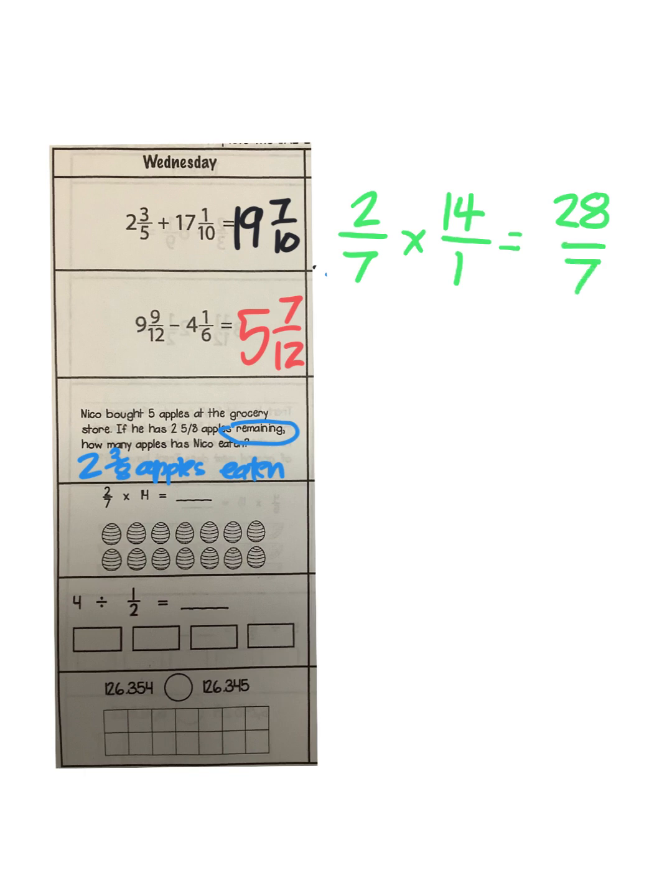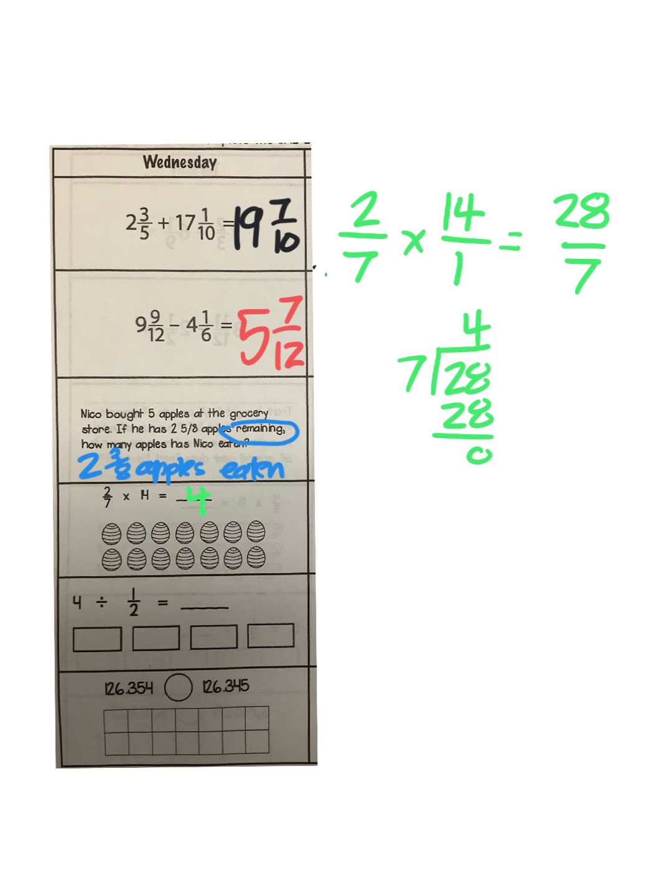We know that this is an improper fraction, so I can always divide in order to find my mixed number. I know that 7 will go into 28. 4 times 7 is 28. So our final answer here is 4.